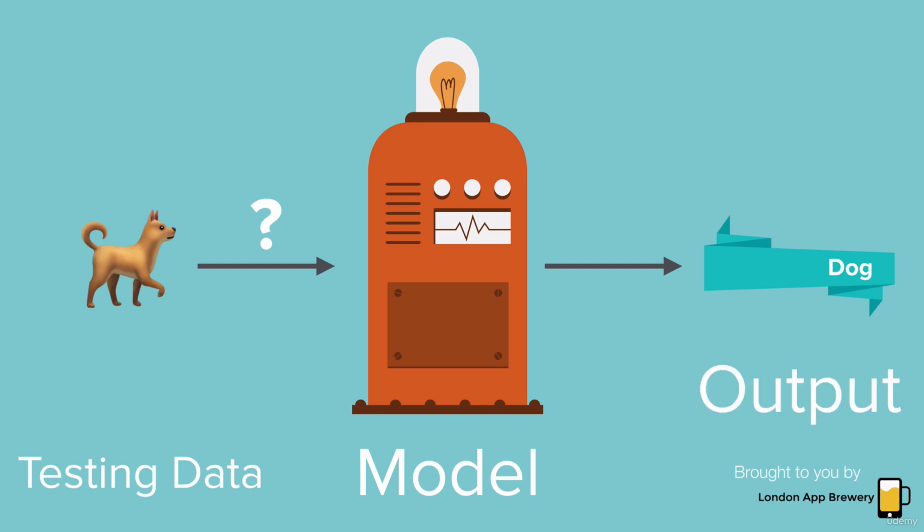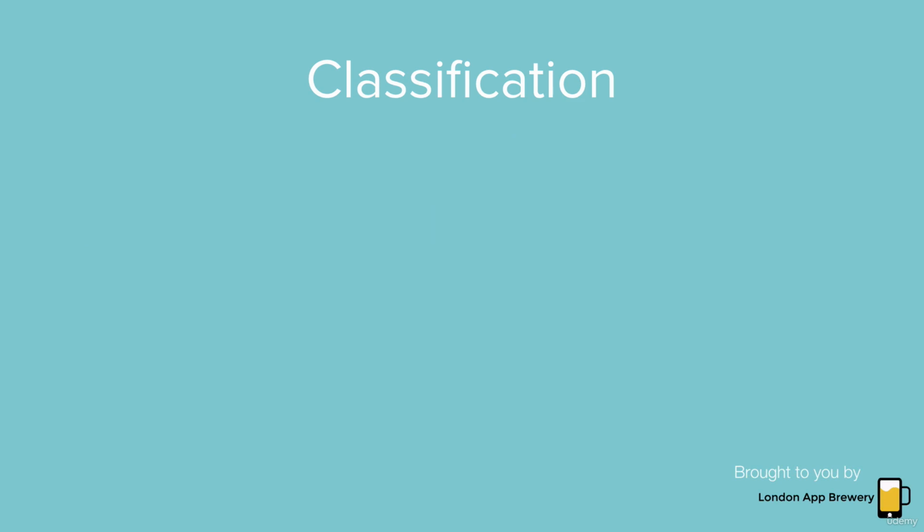Now, the output can be in various forms. It could be a word, or it could be a move on a chessboard. It really depends on how you trained up the model and what you want it to do. So this is one of the most fundamental types of supervised learning, and it's known as classification.